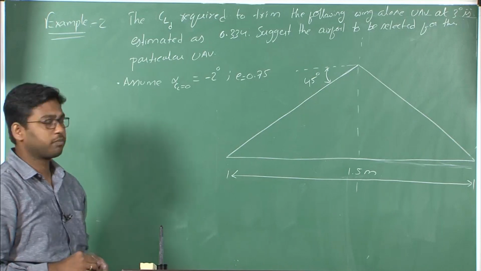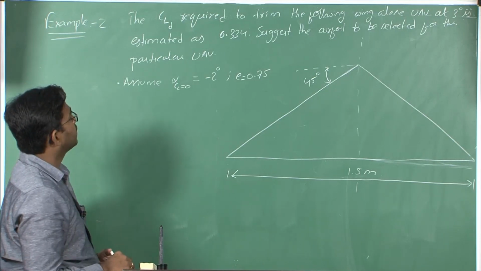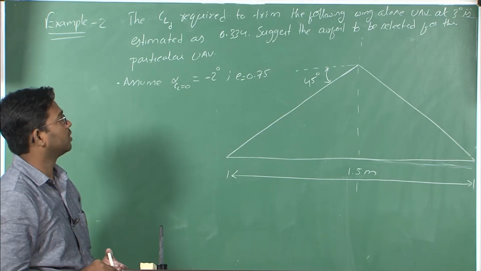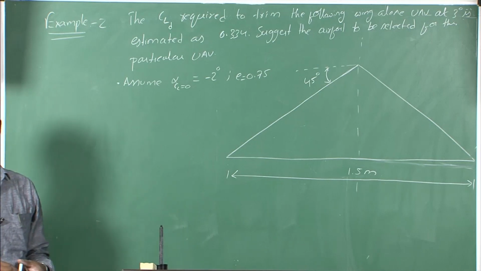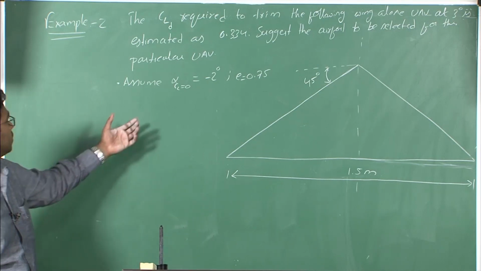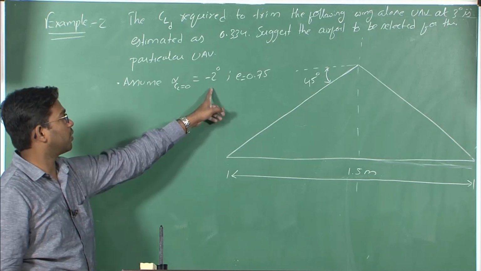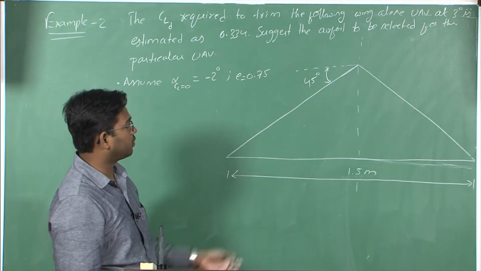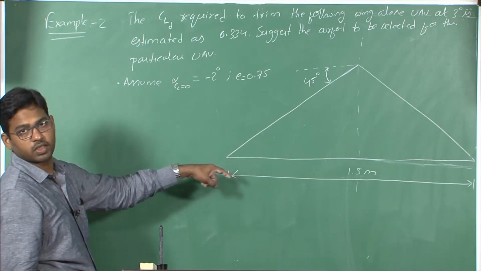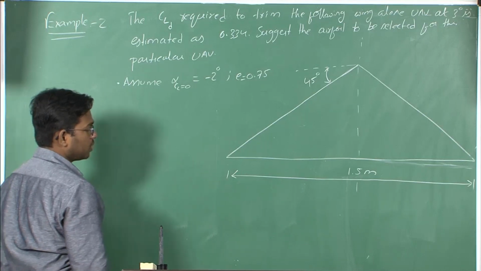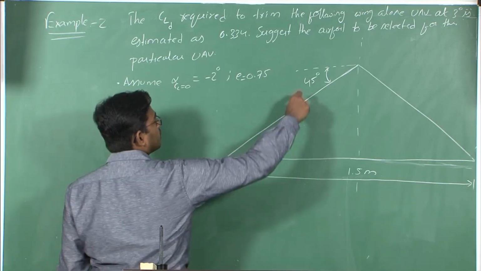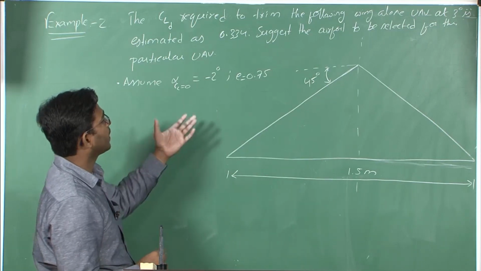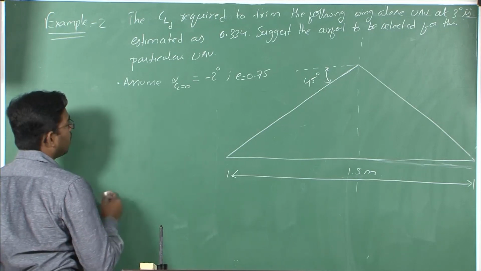Now let us consider this example too. The CL design required to trim the following wing-alone UAV at 3 degrees is estimated as 0.334. Suggest the aerofoil to be selected for this particular UAV, right. It is also given that alpha at which CL is equal to 0 is -2 degrees and the Ostwald's efficiency is 0.75. This is the planform that has been given. The UAV has a triangular planform here, right. We know the span of this, and a leading edge sweep of 45 degrees is given. With this information we need to suggest an aerofoil, which means how do you suggest an aerofoil?